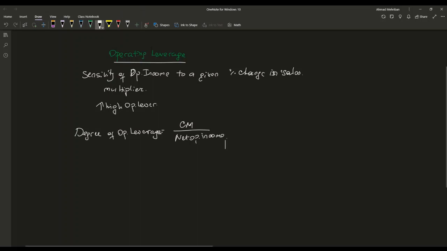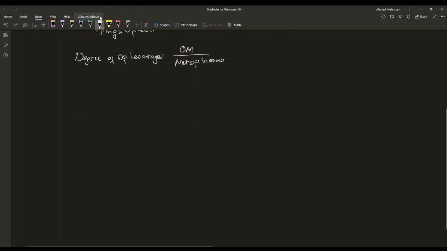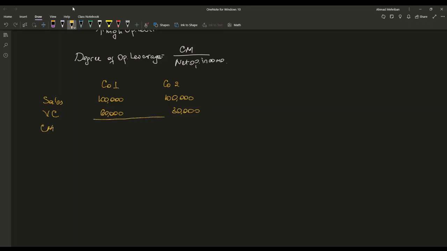So let's take a look at an example. Let's have a small example here. We have two companies, company one and company two. Company one has sales of $100,000. Company two also has sales of $100,000. The variable costs are going to be different. One is going to be $60,000, the other one will be $30,000, and therefore our contribution margins are going to be very different: $40,000 for the first company and $70,000 for the second company. The second company has a much higher contribution margin.